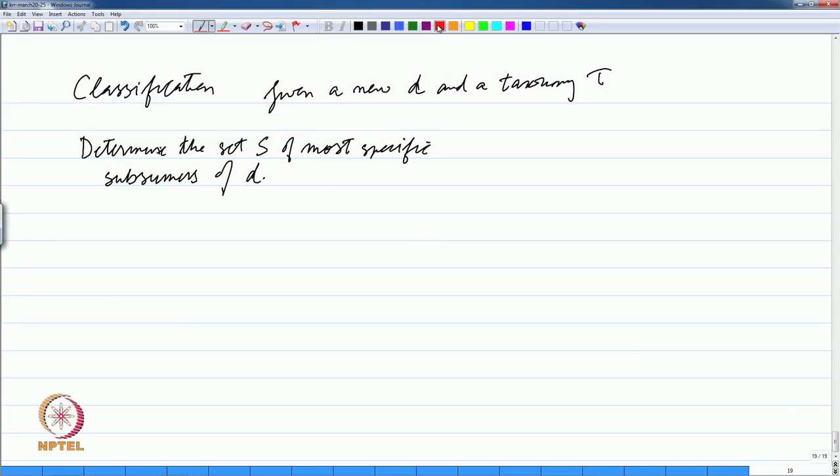I do not know whether I should really go and try to define this formally, but I imagine that you can do this because you have looked at sets and relations and partial orders and so on. So, basically the set of most specific subsumers of D are those that subsume D and who have no children who subsume D.